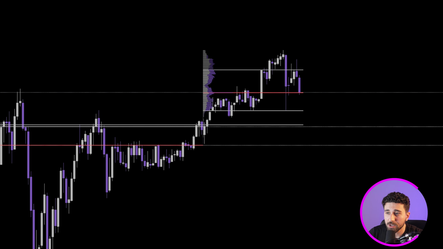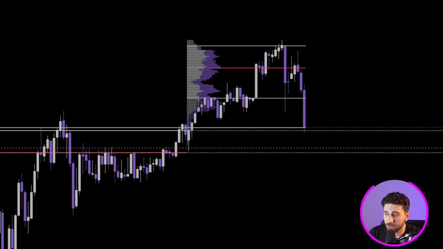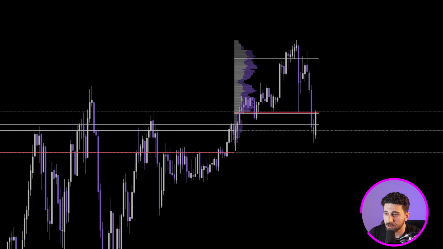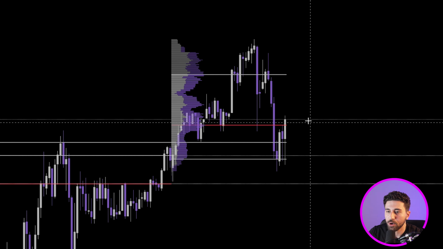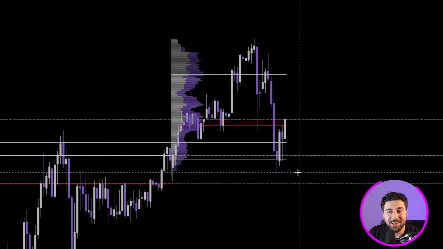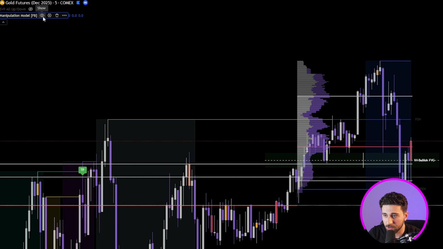So right here we're seeing price is slowly coming down. We have now retested the previous day's value area high. So we're slowly rejecting from there. And right here is my entry confirmation. And if you are not new to our channel, you will know exactly what this candle represents. It's a manipulation candle. So let me plot on my special indicator right here.